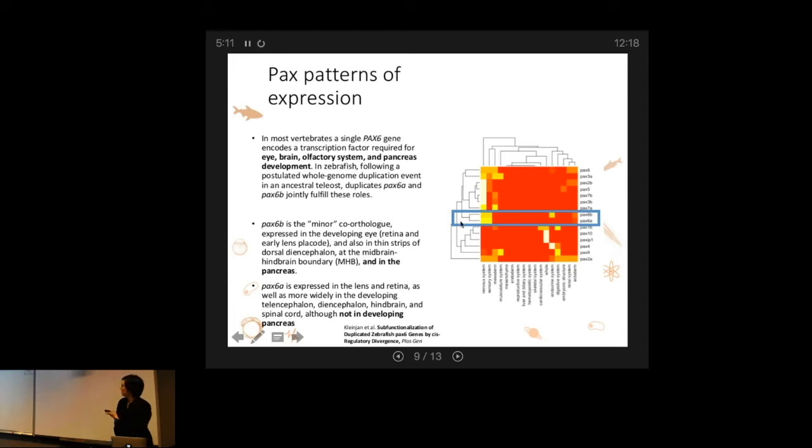And actually, when you look at the papers analyzing these two copies, you see that the A copy is predominantly and only expressed in the neural system, while the B copy is also expressed in pancreas.